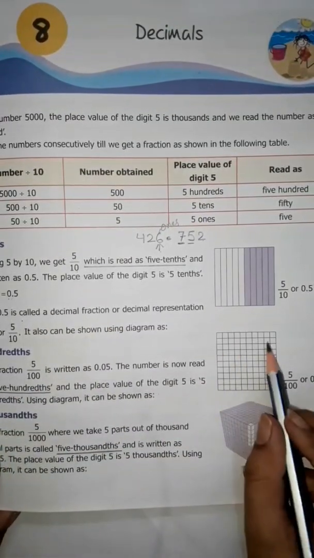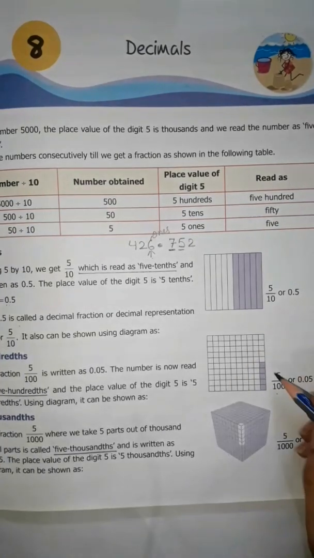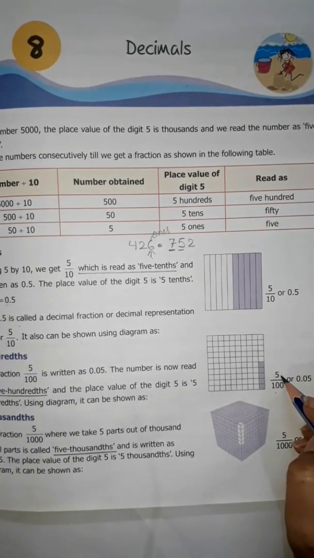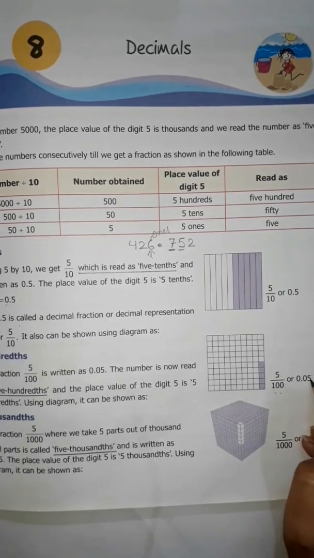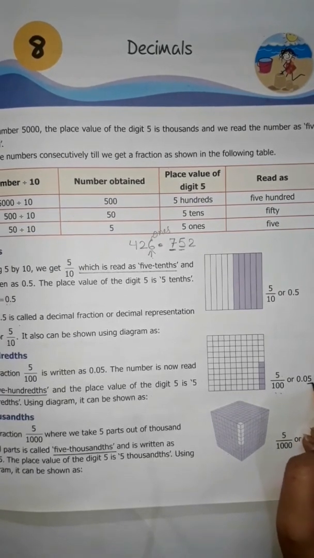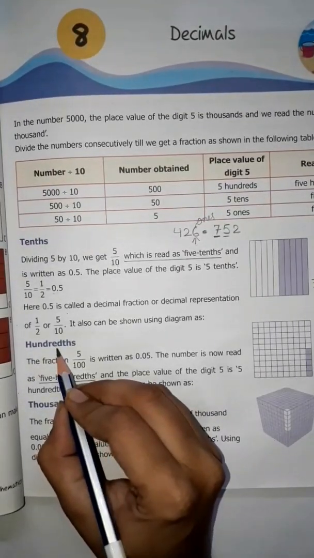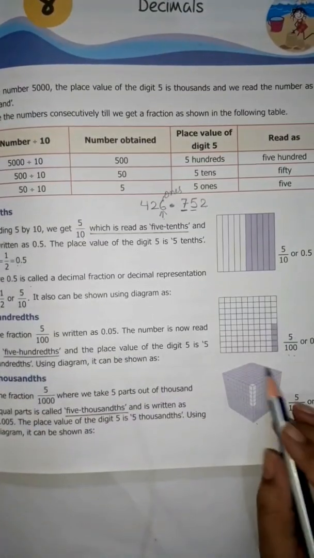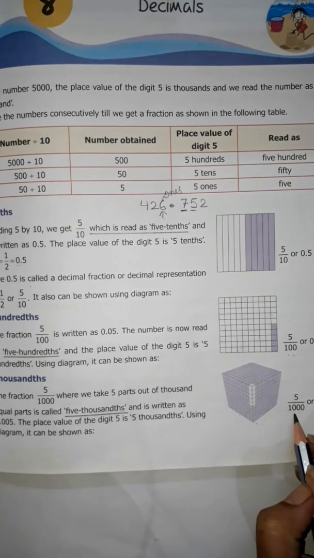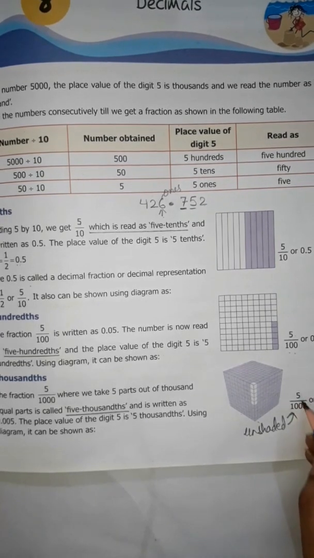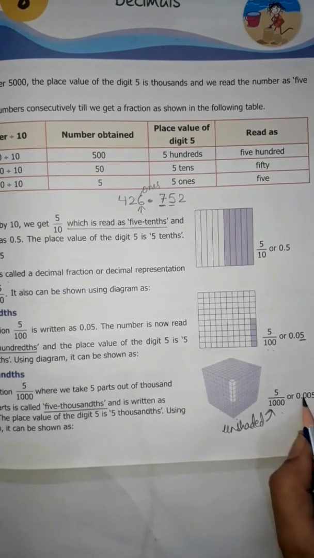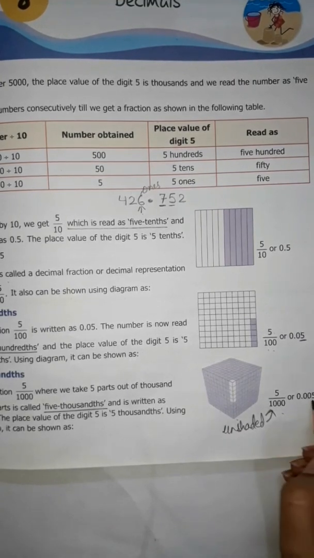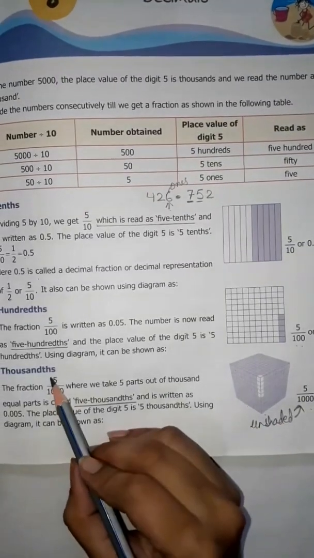If you write the fraction of this figure, total boxes are 100, shaded parts are 5. So if you divide 5 by 100, what will you get? 0.05. And what is the place value of this 5? That is hundredths. Same in this figure, total boxes are 1000 and shaded part is 5 by 1000. And if you write it in decimal, how can you write it? 0.005. Now the place value of 5 will be thousandths.